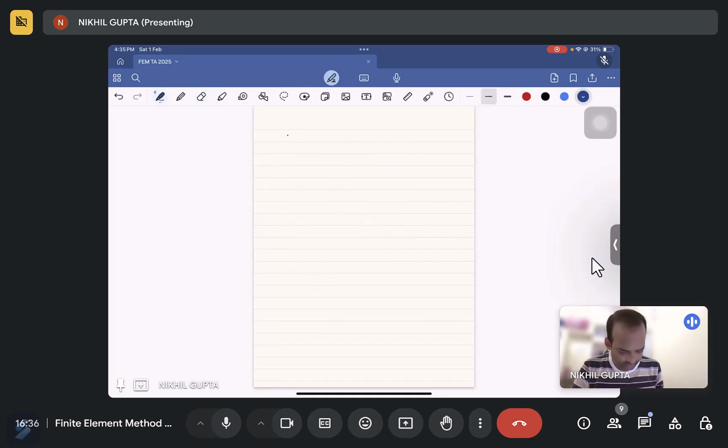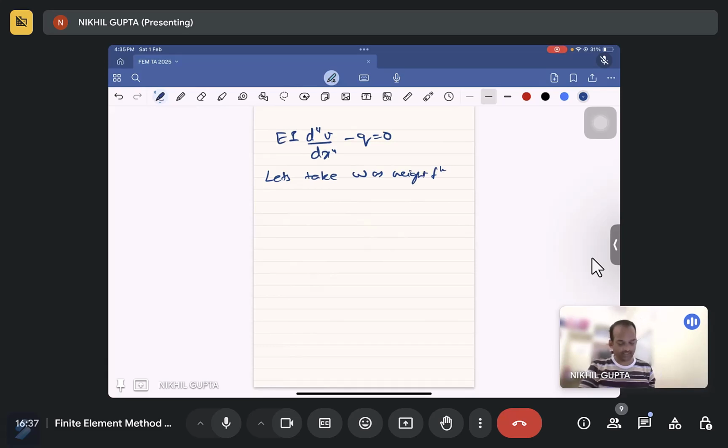Let's take this equation as ei d4v by dx power 4 minus q equal to 0. Let's take w as the weight function and v is the trial variable. So what we'll write is w 3ei d4v by dx power 4 minus q dx equals 0 from 0 to 2l.